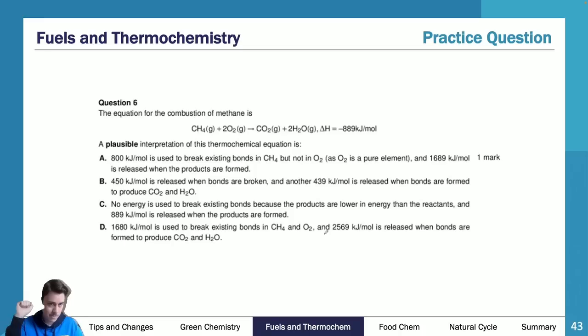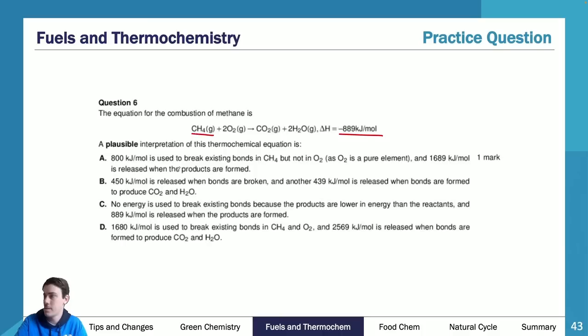And hopefully you're back. Now, hopefully you took maybe 1 or 2 minutes doing this, and if you had no idea, that's okay. If you got an answer, awesome. So what we've got here is the combustion of methane, and methane, as you can see here, produces this much energy per mole. Now we will discuss that in a little bit more detail, but really importantly, it's negative, so it's exothermic. And a plausible interpretation of this thermochemical equation is, so this is how much energy it produces per mole of this. Each of these answers here is really interesting.